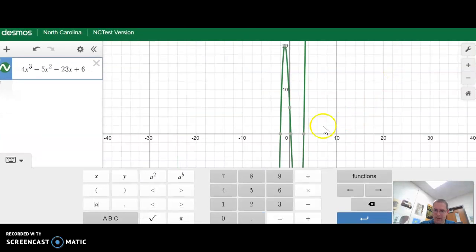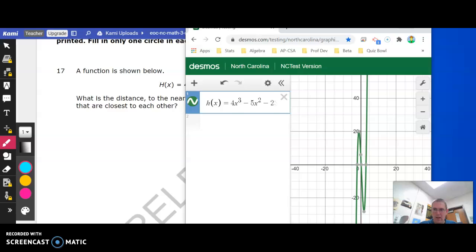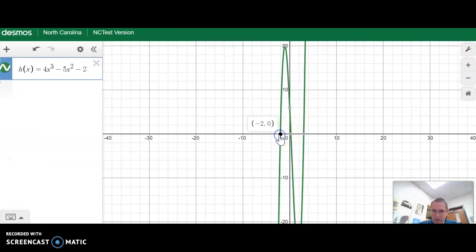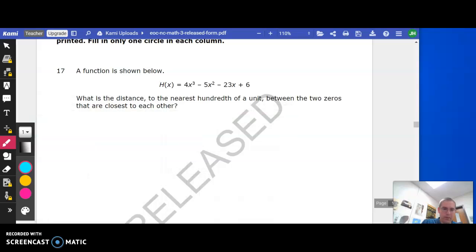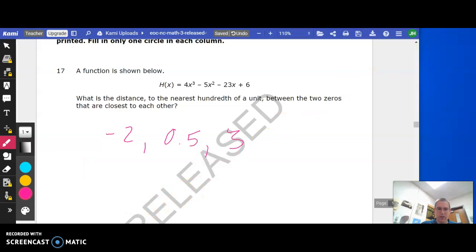Well, it's kind of hard to tell for sure which zeros are close to each other. Those look pretty close. Let's see. So I have a 0 at -2, another one at 0.25, and another one at 3. So I'll just write these zeros down in order. -2, 0.25, and 3. And just double check and make sure I have my zeros right. I do, but it's a 0.25, so good thing I double checked.